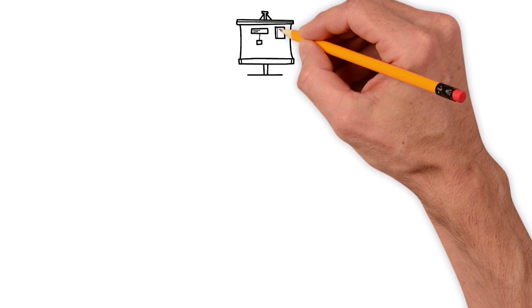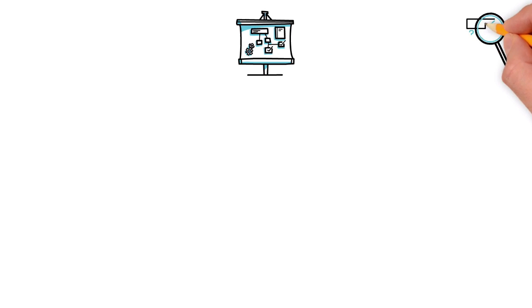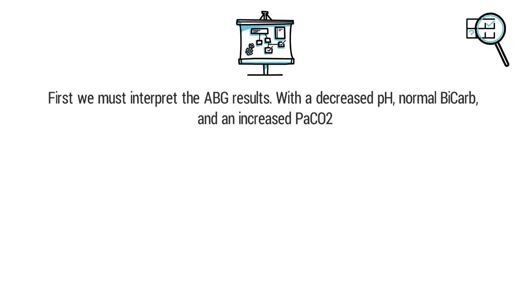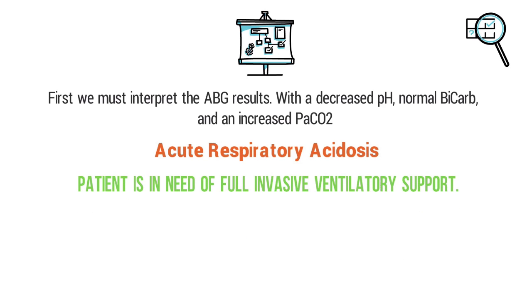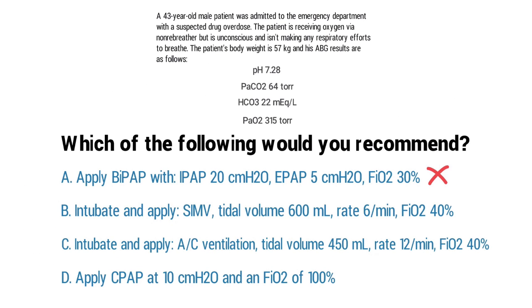Let's break it down and see if we can come up with the correct answer. First, we must interpret the ABG results. With a decreased pH, a normal bicarb, and an increased PaCO2, this tells us that the patient is in acute respiratory acidosis. This, along with the other information that we gathered in the question, lets us know that the patient is in need of full invasive ventilatory support. So that means we can rule out A and D automatically because BiPAP and CPAP are forms of non-invasive ventilation.